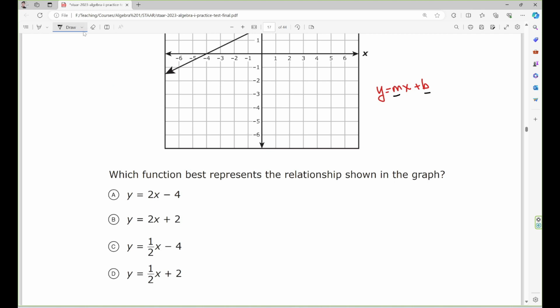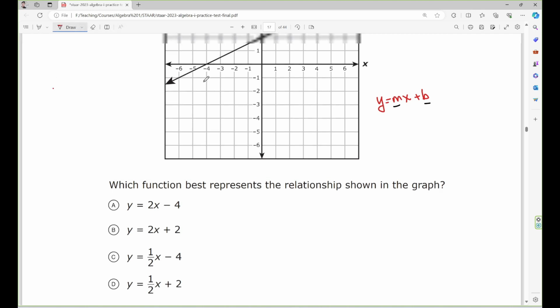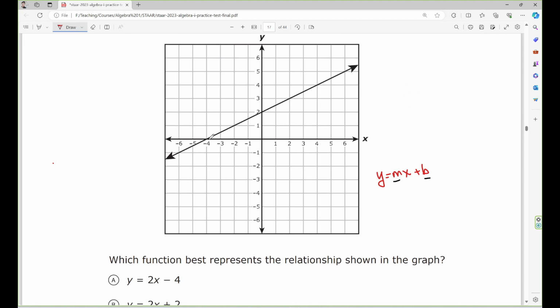M means slope. So basically, you pick 2 points on the graph. The first point right here, the second point right here. You find rise over run. Slope equals rise over run.